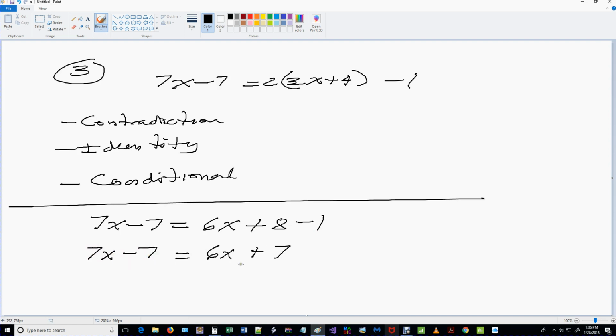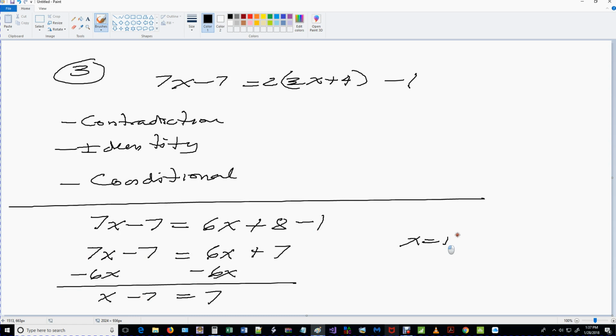So the first thing we do, you subtract 6x. Alright, you subtract 6x. We do the operation. 7x minus 6x is 1x. Minus 7 equals, the x's disappear from the right hand side, you get 7. Now we add 7 on each side, and you get x equals 14.